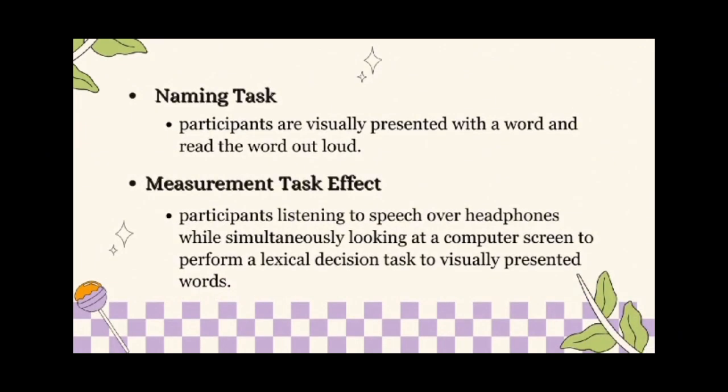Naming task. Participants read a word out loud. It focuses on word recognition as well as the production of speech, which involves additional processes like pronunciation and articulation. Measurement task effect. Participants listen to speech over headphones while simultaneously looking at the computer screen to perform a lexical decision test to visually presented words.